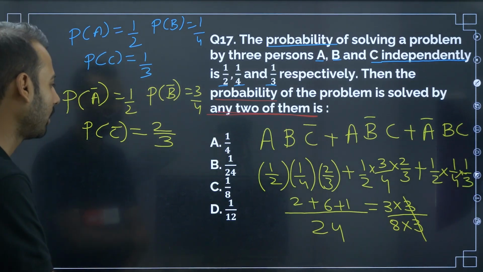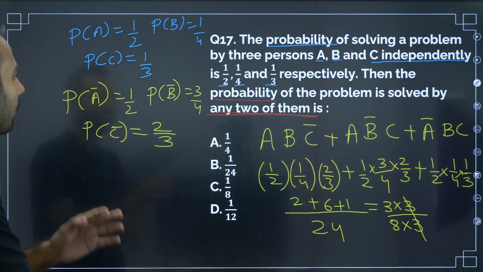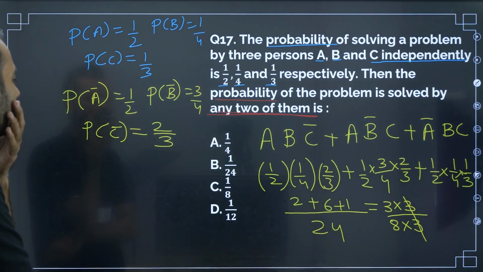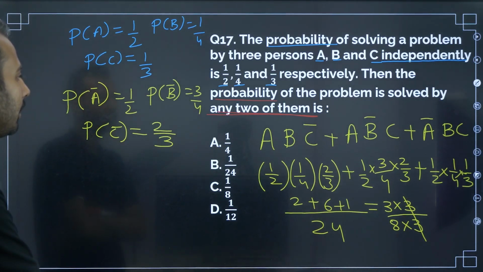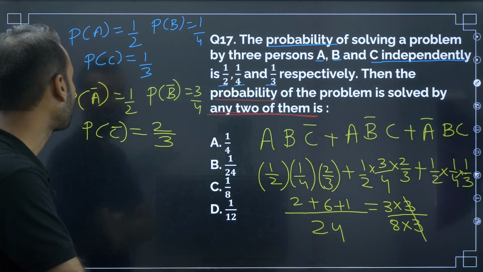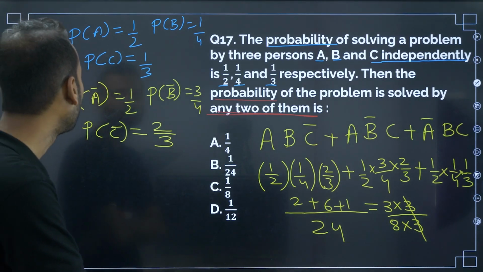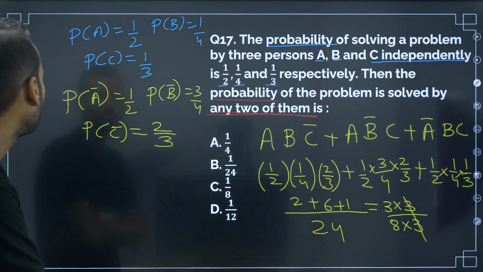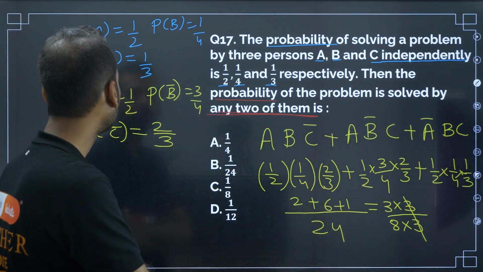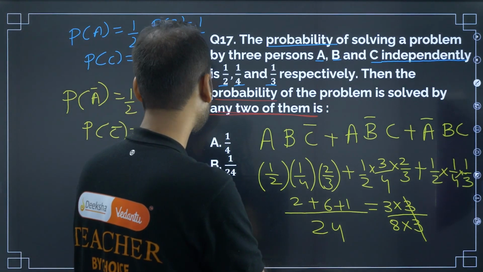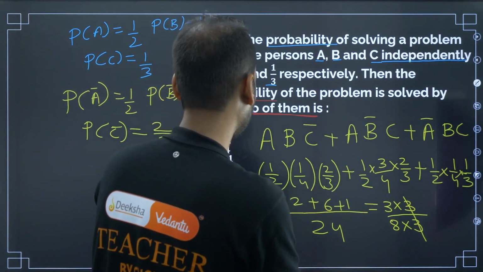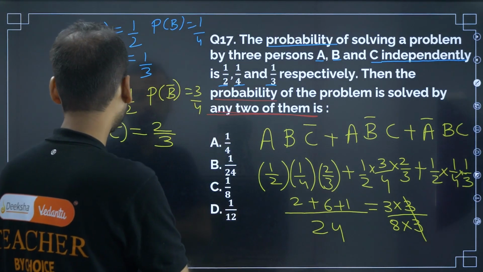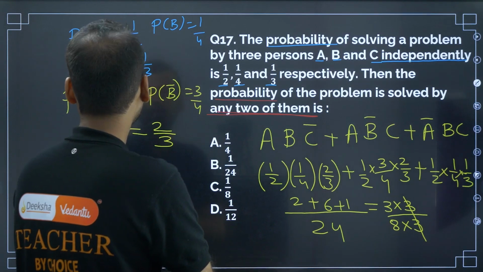Is there any such option? The probability of solved by them is 3 by 8. There is no such option like 3 by 8. So check whether all our calculation is correct or not. A is okay, B is okay, C is also okay. A, B 1 by 2, 1 by 4. C dash is how much? 2 by 3. A is 1 by 2. B dash is 3 by 4. C is 2 by 3. C is 1 by 3.